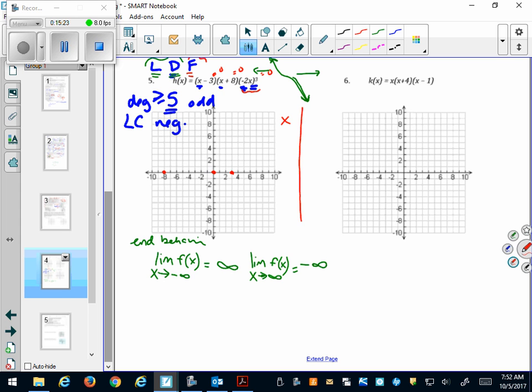So now we need a chart to get our in-between numbers. I'm going to start with my zeros. Negative 8, 0, 0, 0, 3, 0. It's just a good place to put your zeros. Now let's look in between. What's in between negative 8 and 0? Negative 4.